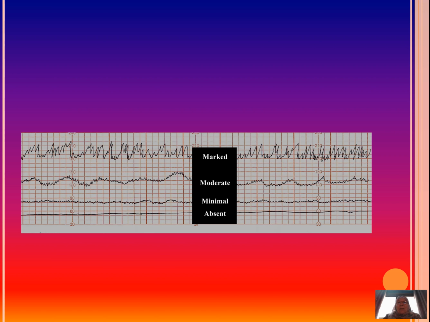Absent variability really means this is a dead baby, and represents a dead baby. Minimal variability for a long period of time is very concerning, and it's a pathological feature which needs immediate action, and we're going to talk about this in our second CTG lecture on interpretation of pathological or abnormal CTGs. Moderate and marked variability in this CTG are actually normal.